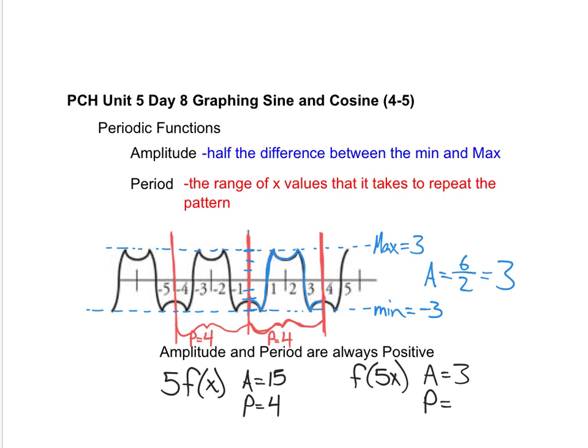Yeah, it would be 4 over 5. It would be 4 divided by 5. The original period was 4. You would divide it by that 5. Okay? So the period would now be 4/5 of a unit. So it shrinks. It would actually shrink horizontally. It would be something like this, ending at 4/5. Okay, it would be shrunk really, really small.